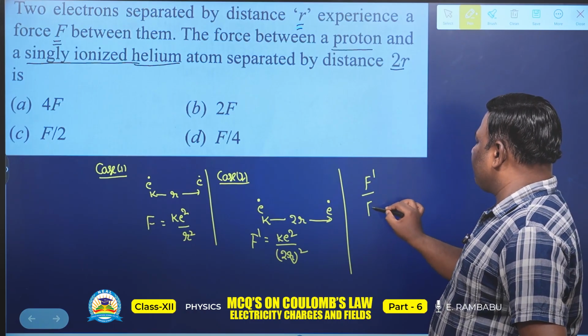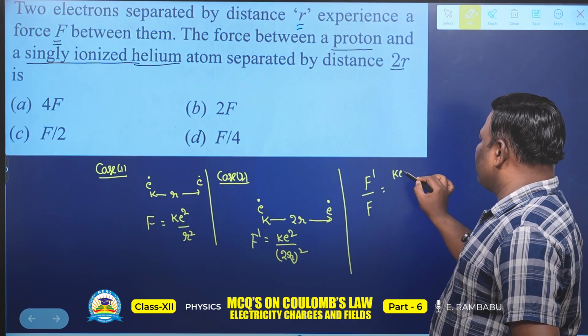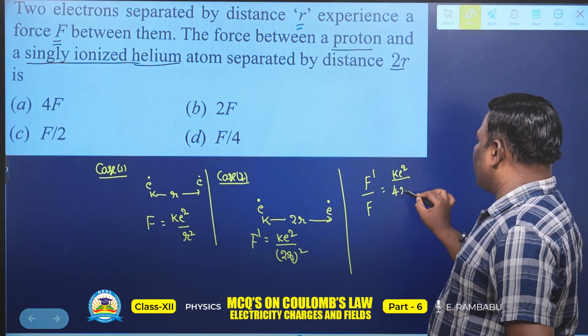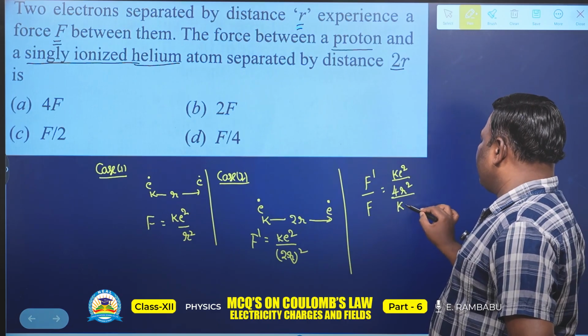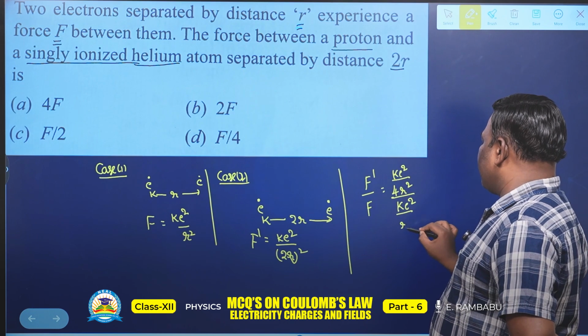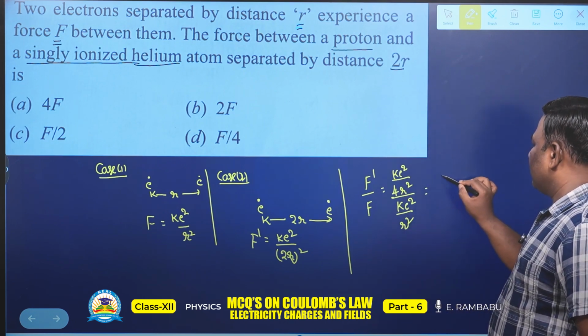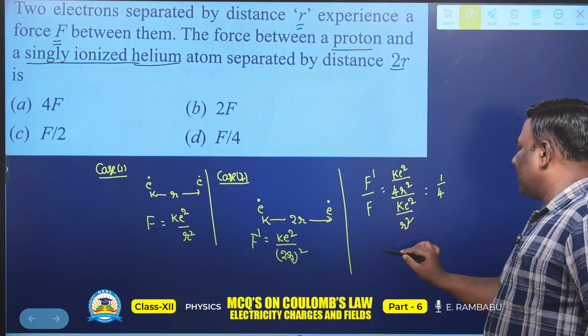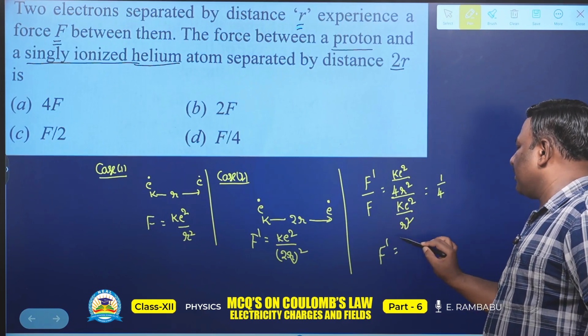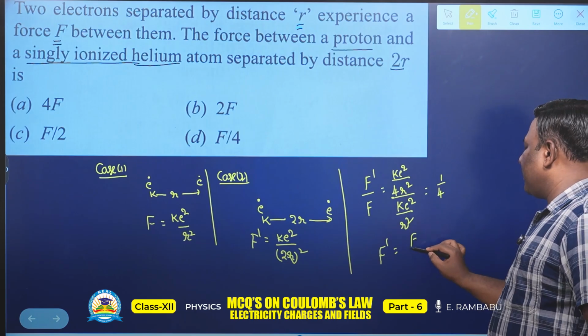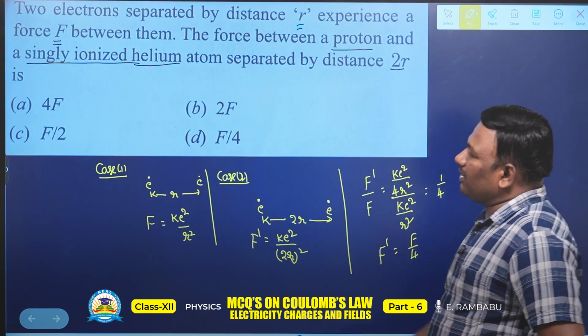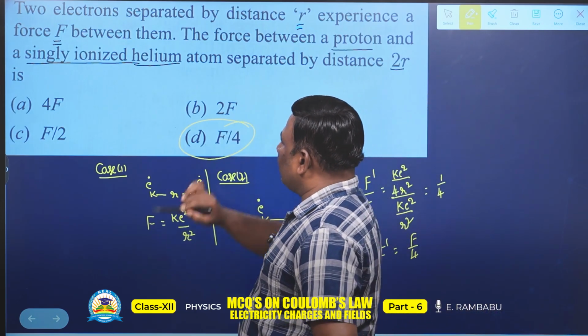Then F dash by F is equal to K into E square by 4r square divided by K into E square by r square. K E square by r square is cancelled. This is 1 by 4. Finally, what is the force between proton and singly ionized helium? F dash is equal to F by 4. Option D is the answer.